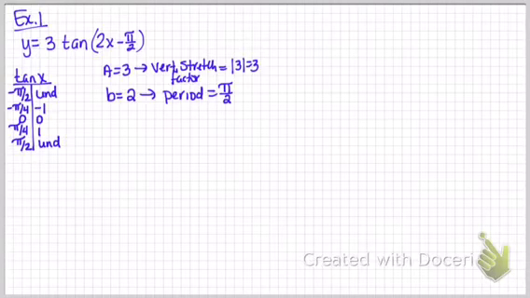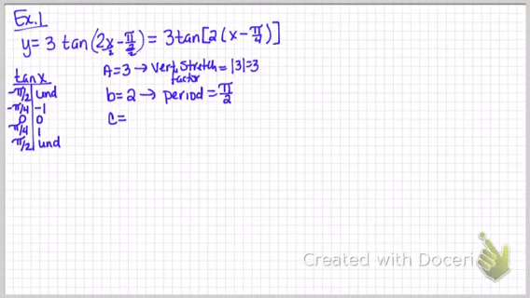Now when we go to find our c, if we want to look at our phase shift, we have to take that 2 out. So this is the same thing as saying 3 tangent, use the bracket like they did before, of 2 times, we'll divide both of these by 2, and so I'd get x minus pi over 2 divided by 2 is pi over 4. Okay, so my phase shift is going to be, we're going to go to the right, pi over 4.